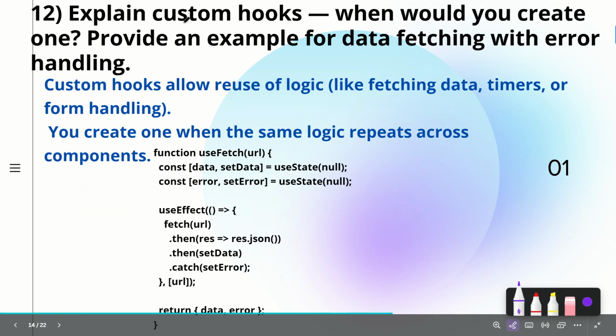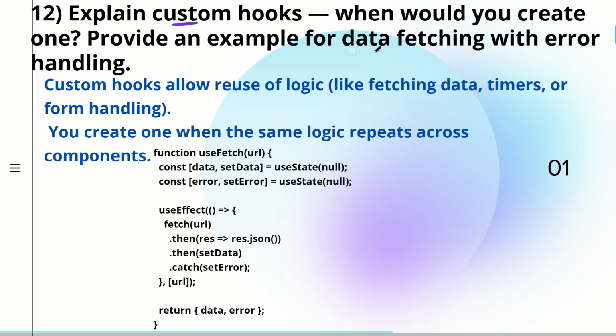Now let's go to the 12th question. The 12th question asked was, explain custom hooks: when would you create one, how would you create one, and provide an example for data fetching with error handling. So custom hooks allow the reuse of logic like fetching data, timer, or form handling. We already have the different hooks from React, right? Similarly, we can make another hook that will be a custom hook, and for any custom hook, we have to make use of the use keyword, and after that we can write any name.